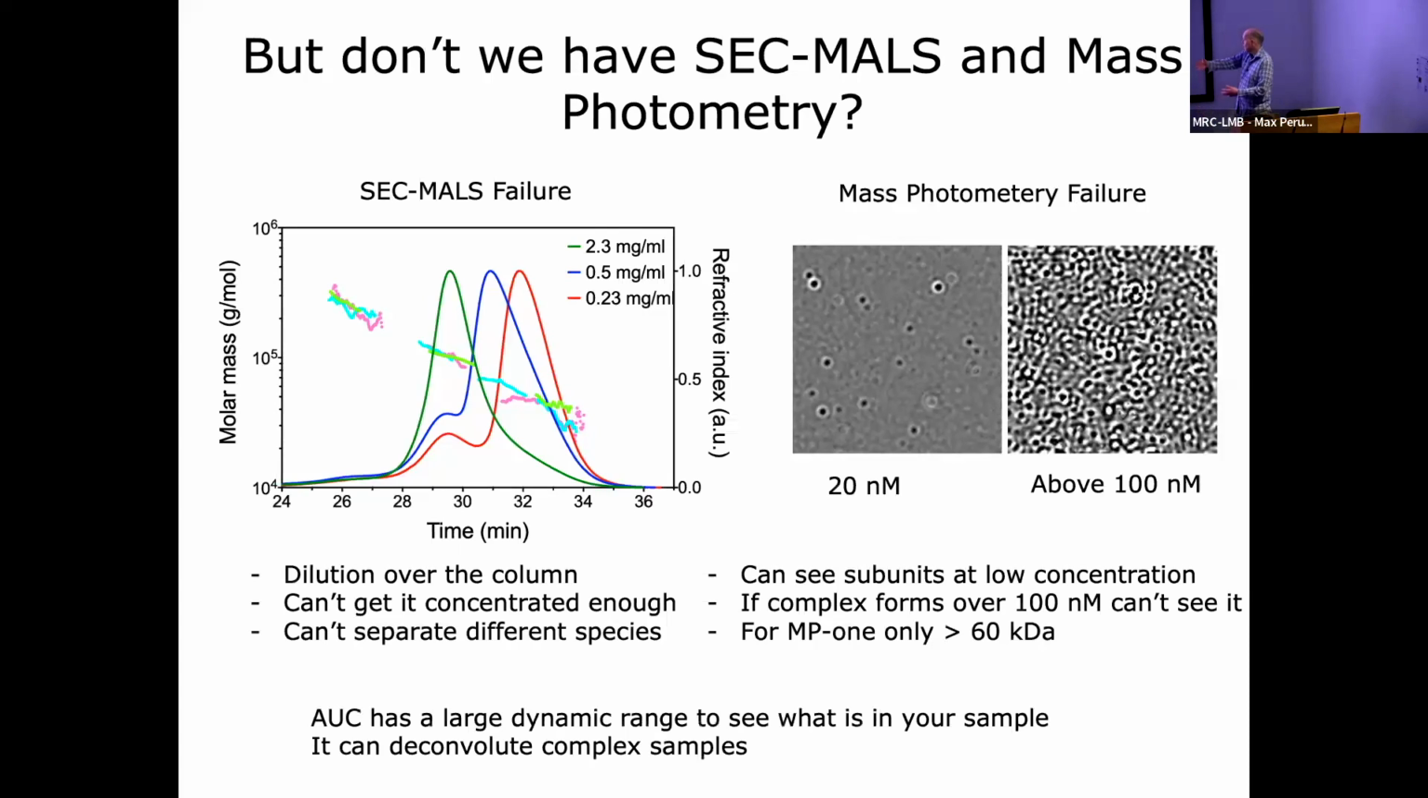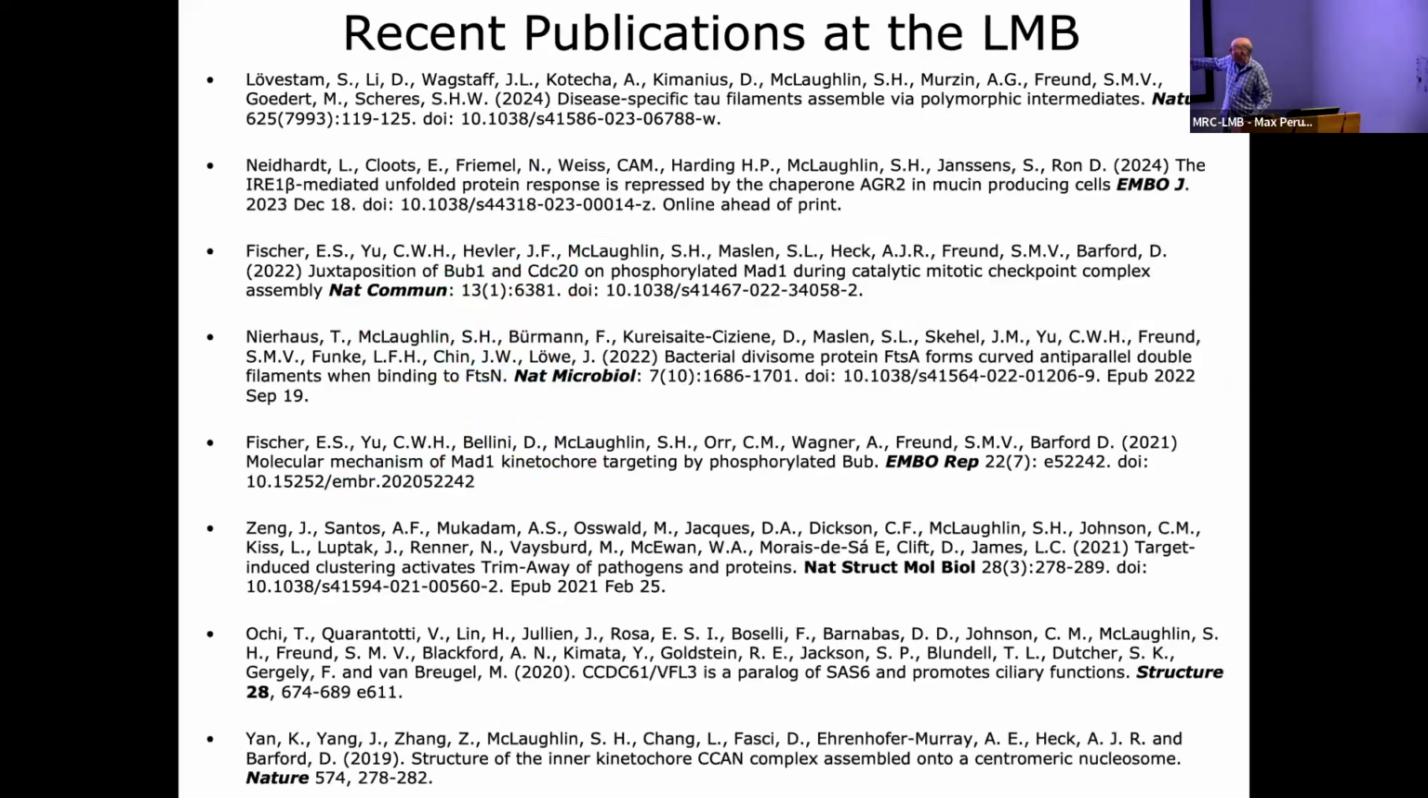Okay, so for AUC, we can use this for very high concentrations and also very low concentrations, and intermediate as well. It's also important that you can deconvolute all these complex samples. So it's a historical technique, but it's been very useful in all these recent publications from the LMB and different projects, and I'll talk about some of those in a minute.